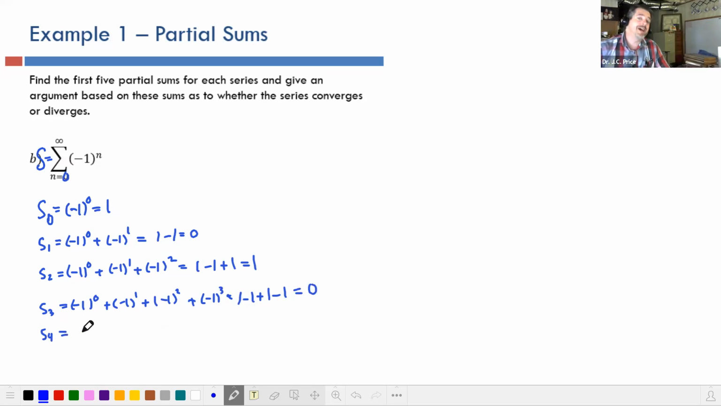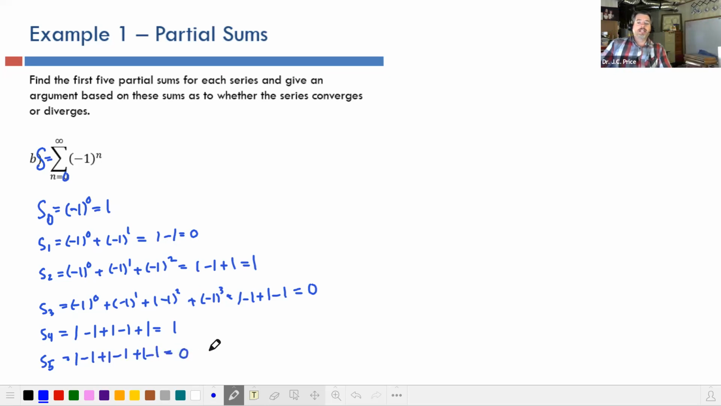Now here, I'm getting a little tired. So I'm just going to write out 1 minus 1 plus 1 minus 1 plus 1. I'll show a little bit of work so you can see what we're thinking. And I get back 1. And finally, the fifth partial sum, S sub 5, you get 1 minus 1 plus 1 minus 1 plus 1 and minus 1. And so that's equal to 0 again.